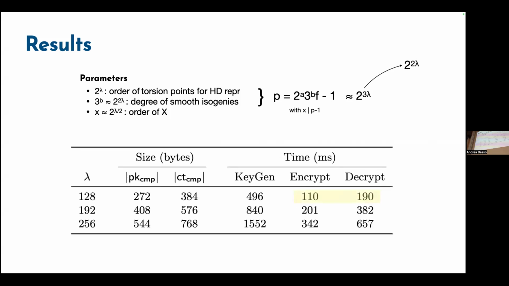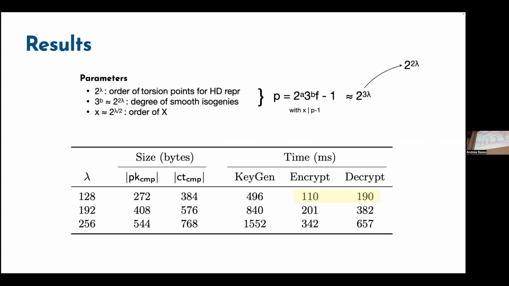And there is also a very non-optimized, very proof of concept implementation written in Sage that gives us some quite encouraging results, because encryption and decryption take less than 200 milliseconds on my laptop here. One caveat is that this implementation doesn't include the compression techniques, so the sizes that you see on the left do not correspond to this implementation.